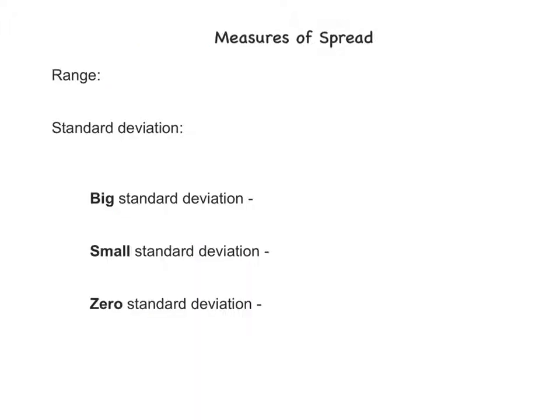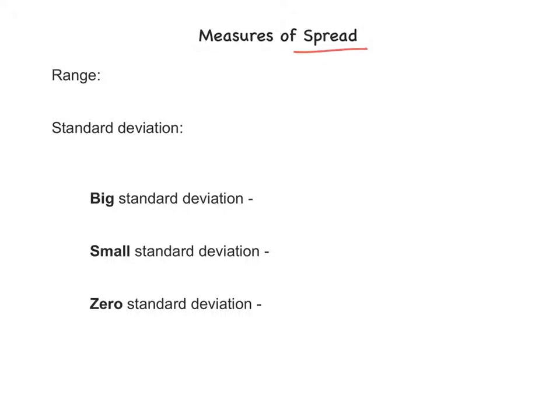Okay, so now we'll go and start talking about measures of spread. So what these tell us, they actually tell us a little bit more detail about the data because it doesn't just talk about the middle, it really tells us how spread out are the values. So we get a little bit more of an idea of the variability of the data.